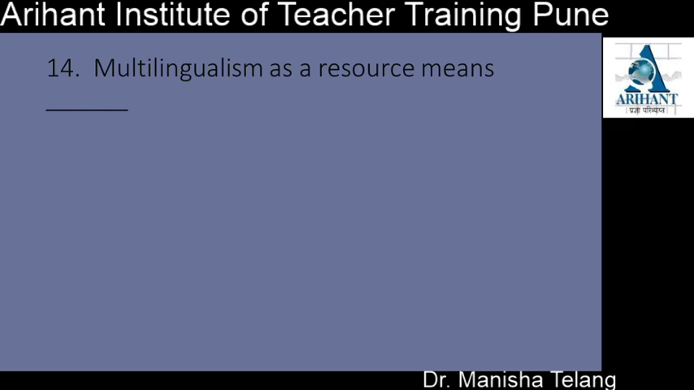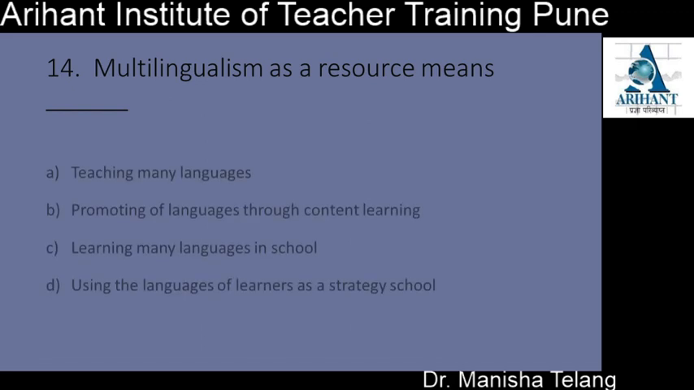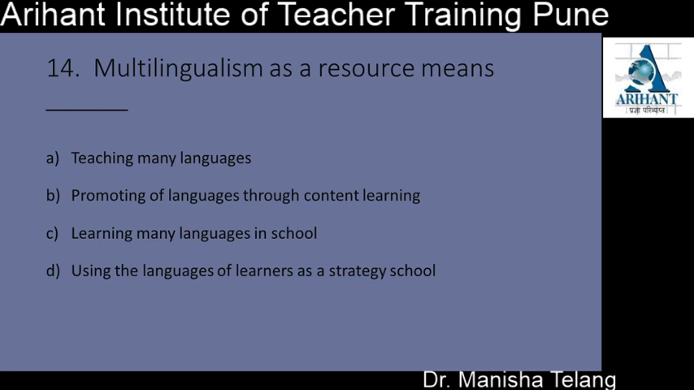Multilingualism as a resource means, options are: option A, teaching many languages, option B, promoting of languages through content learning, option C, learning many languages in school, option D, using the languages of learners as a strategy in school. And the correct option is option D, using the languages of learners as a strategy in school.